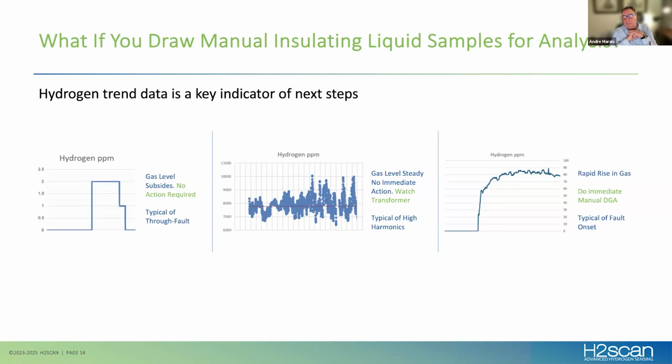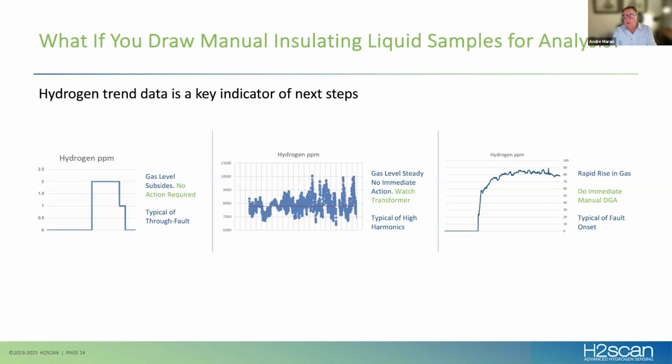Now, this pattern is typical of high harmonic transformers, typically in renewable locations or locations where there's a significant amount of harmonics. If you know transformers, you'll know that harmonics do tend to cause transformers to heat. It's the heat that causes the fluids to break down and generate the hydrogen. The third one is a classic example.